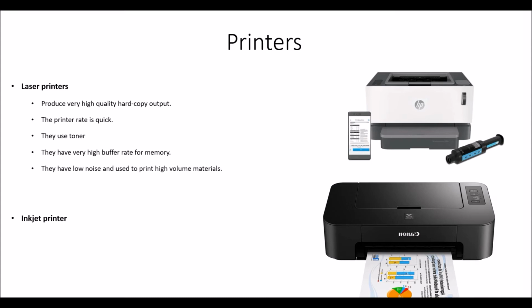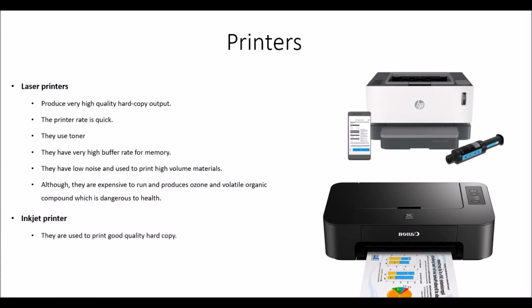Then they have very low noise, and they are used in big offices to print very high volume materials. Although they are quite expensive to run and to produce, and they produce ozone and volatile organic compounds as well, which is quite dangerous. So that's why the majority of laser printers are not used in the office area. They used to have a room for it, and they put the printer there. They don't normally put the laser printer where people are sitting. It's quite dangerous because it emits ozone and volatile organic compounds.